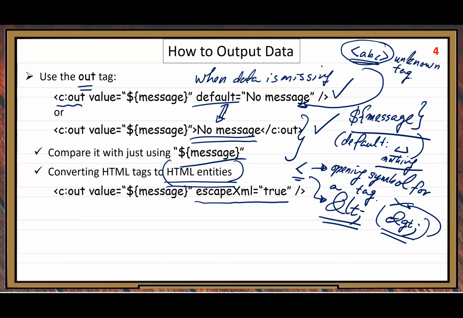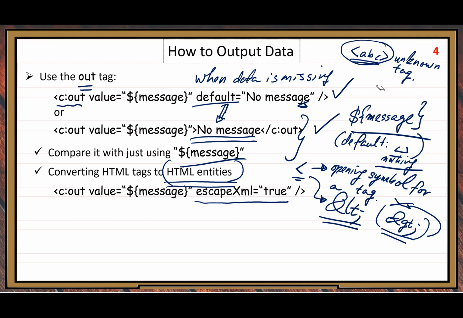Unknown tag. Because your web browser cannot recognize this tag. When a web browser sees an unknown tag, it just ignores it. Okay? It just ignores it. All right. Now, if you want to display <ABC>, then you need to type this.